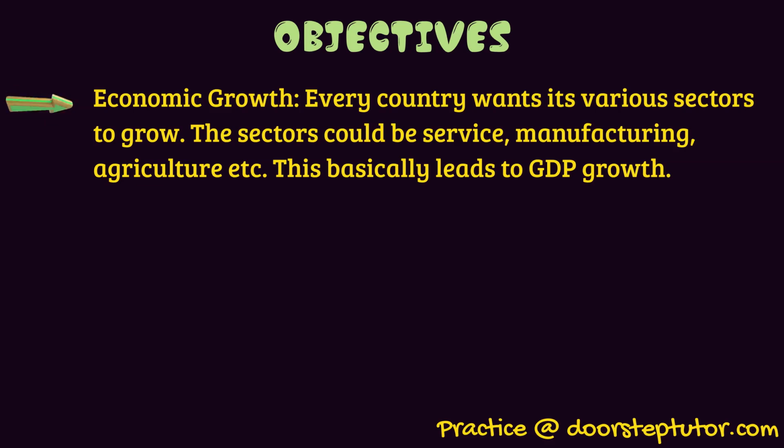Then there is a manufacturing sector also, which focuses on the production part. Then agriculture focuses on everything related to agriculture, the crops, what crops are being produced, poultry farming, dairy farming and all, right? So this basically leads to economic growth. When these sectors grow, our GDP, gross domestic product, grows, and that's why our economy also grows.